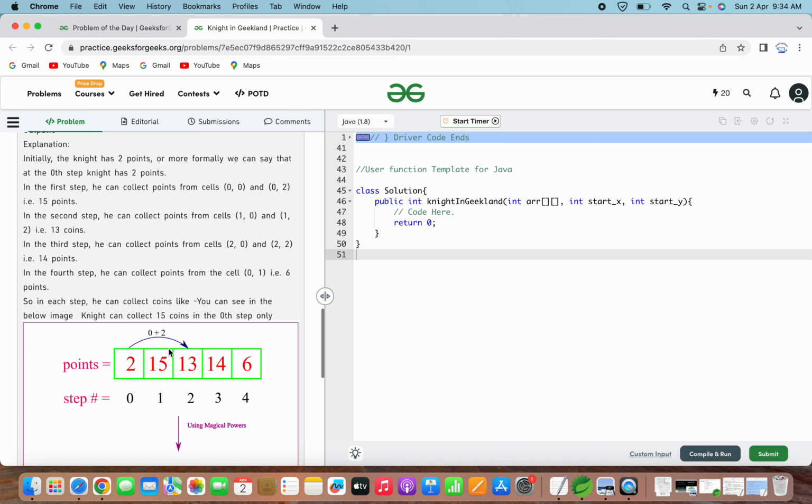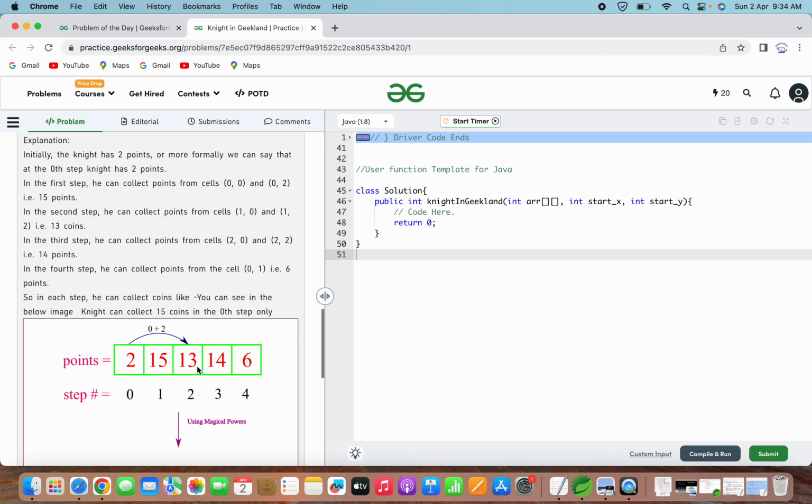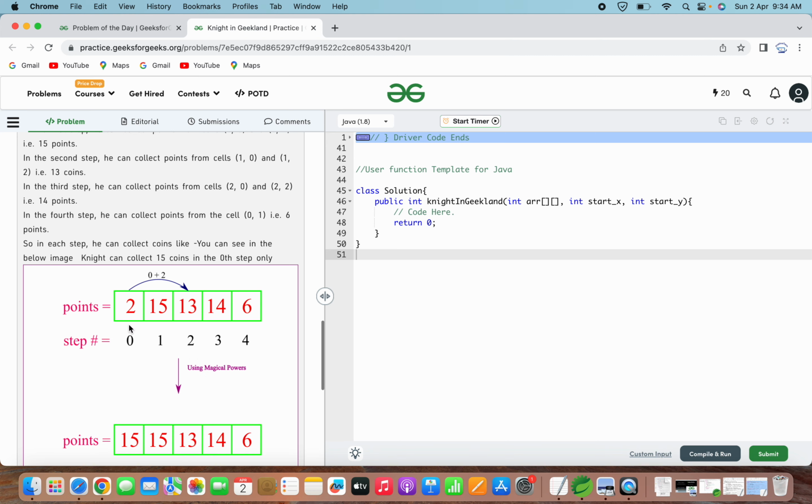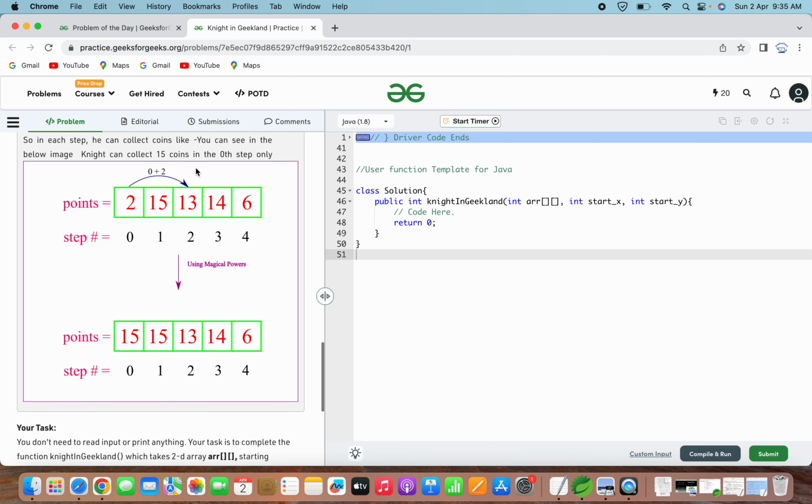We add 2 points which he already has, and he tries to fetch the future cell values. So 0 plus 2 gives this one, adding the value at 0th index and 2nd index, it becomes 2 plus 13 is equal to 15. So being at the 0th position only, we are able to fetch this 13. See, if the array had been much bigger, then in the next step we would be looking at 0 plus 2 plus 15. That means 2 plus 15 is 17, but the array is not that big. So here we are getting this one.